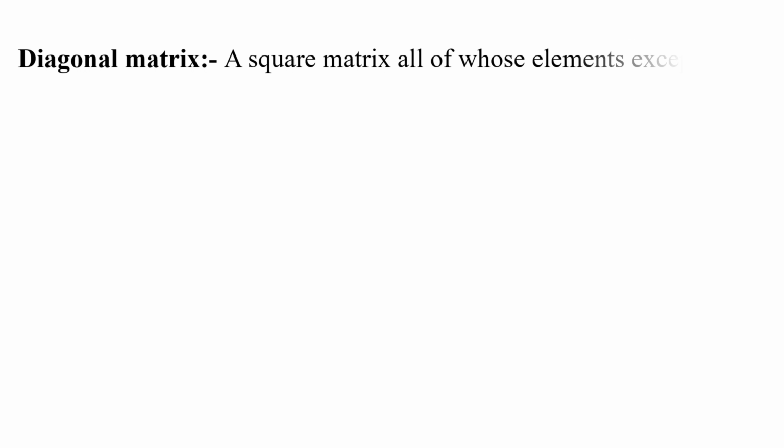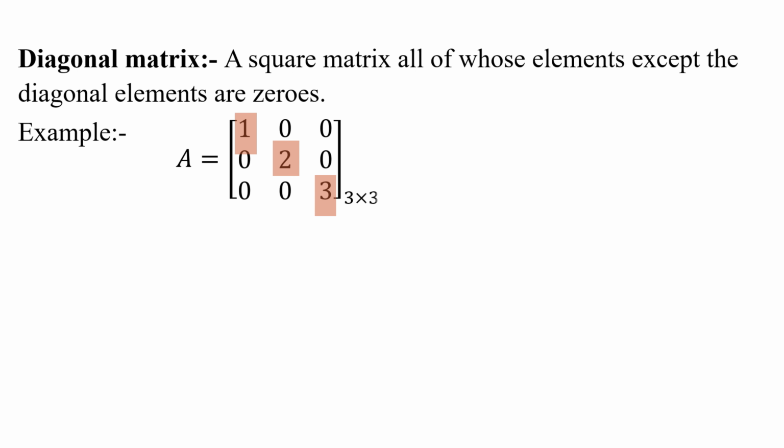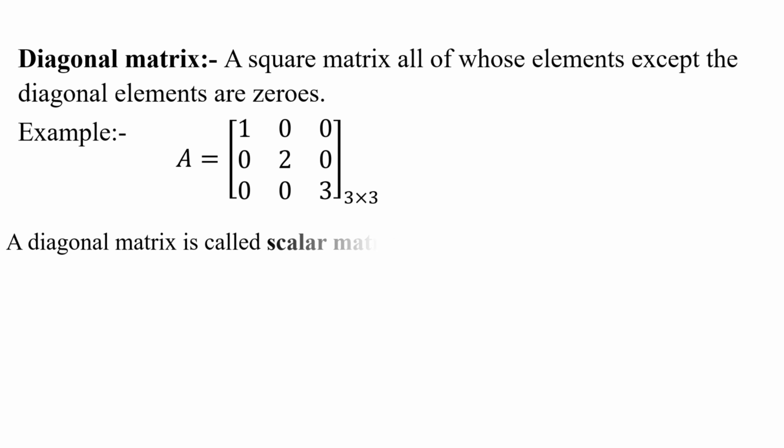Diagonal matrix. A square matrix, all of whose elements except the diagonal elements are zeros. So as you can see in the example, only the diagonal elements are present and all the non-diagonal elements are zeros. A diagonal matrix is said to be a scalar matrix if all the diagonal elements are the same.